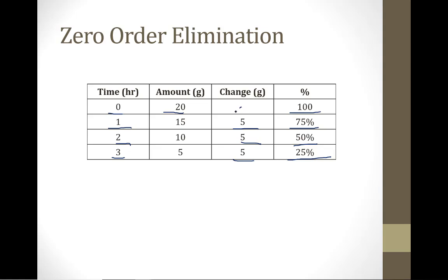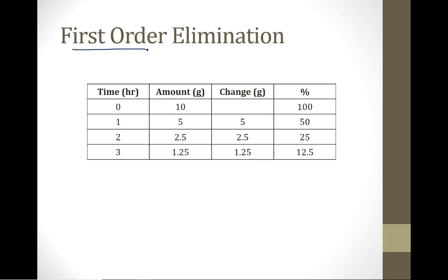The key point is that the change per hour is constant and the half-life will always vary. So for example, it takes 2 hours to get to 50%, but then it only takes 1 hour to get from 50 to 25. If we had a drug with first order elimination, it would look like what's shown on the table here. For each hour that goes by, a different amount is removed. There's more removed in the first hour when the concentration is high, and there's very little removed in the third hour when the concentration is low. But notice that each hour that goes by, the amount in the plasma changes by 50%. We go from 100 to 50%, and then 50 to 25, and then 25 to 12.5. This is what first order elimination looks like.